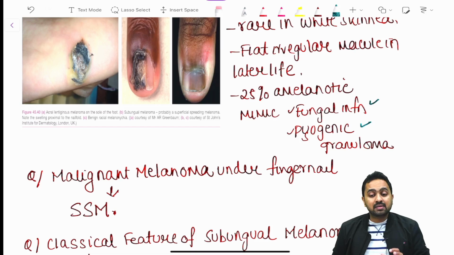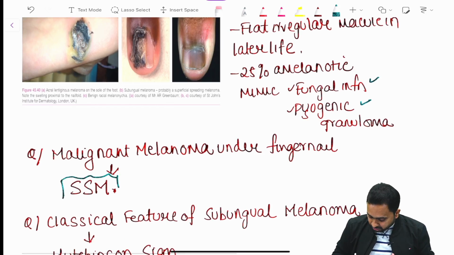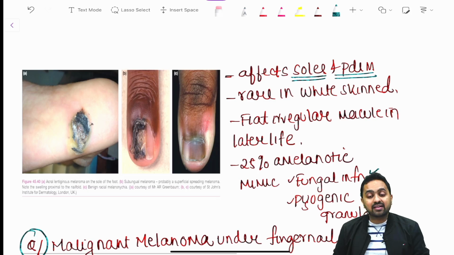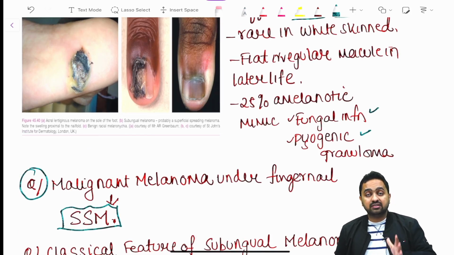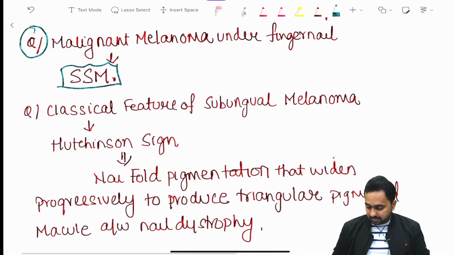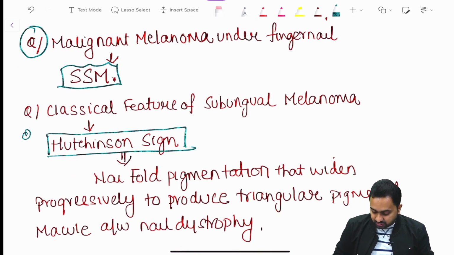And the malignant melanoma under the fingernail is actually a superficial spreading melanoma, right. So please do not confuse it with your acral lentiginous melanoma, which mainly affects the soles and the palm, and the malignant melanoma under the fingernail is your superficial spreading melanoma. Then the classical feature of your subungual melanoma is your Hutchinson sign. So what is this Hutchinson sign?